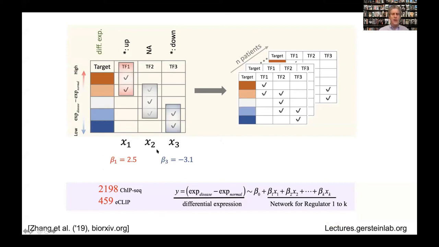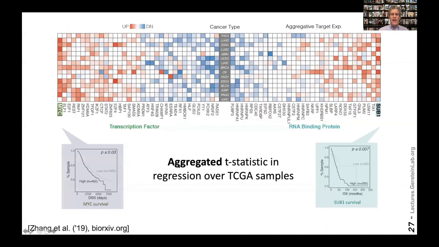Then we build a simple regression model that tries to explain the change in gene expression of the targets from all the regulators. We can find the regulators that are most highly weighted in this expression model. And that's what we plot here. So we have all the different regulators, we have all the different cancers, and this just shows these regression coefficients, which ones get most highly weighted.